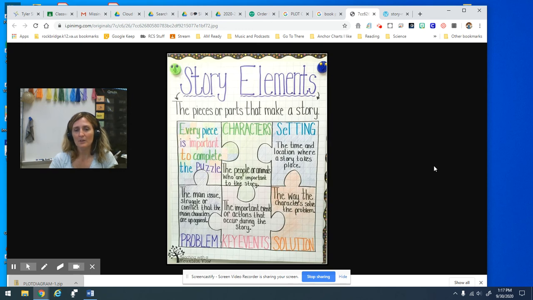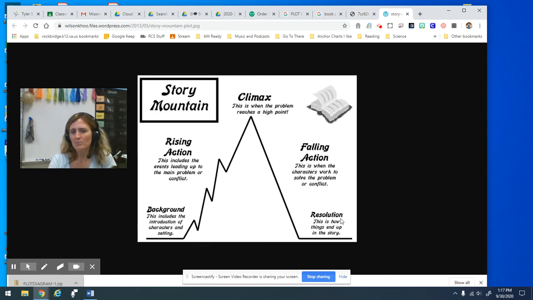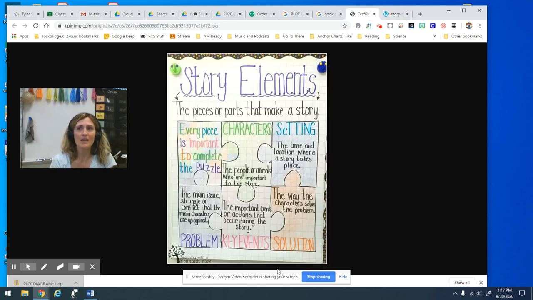So another way to look at plot is to think about what was the problem in the story and what was the solution. We don't only want to be able to talk about the problem and solution, we want to be able to talk about the key events of the story. And so those are some terms that moving forward that we need to begin to practice. Key events are the events of the story that you might put in a chart like this. Okay, so the key events are the parts of a story as a story develops. The problem is the main struggle or conflict that a character is going through, and the way that that problem gets solved is the solution.